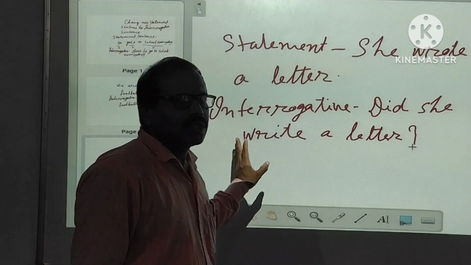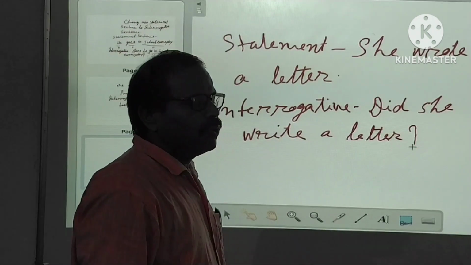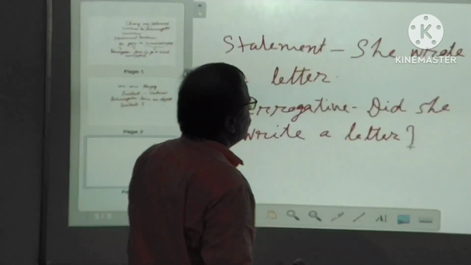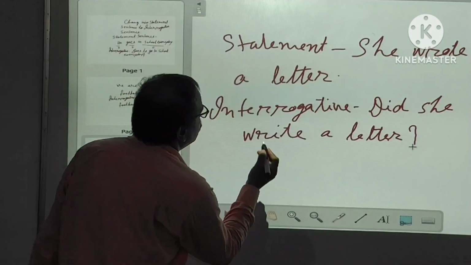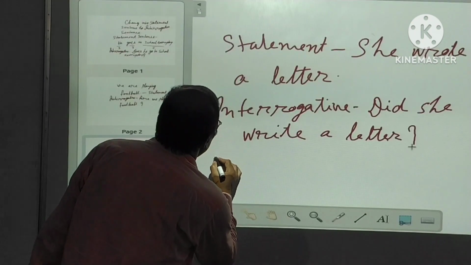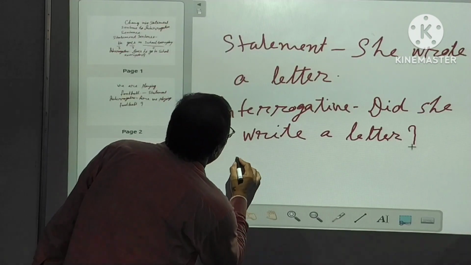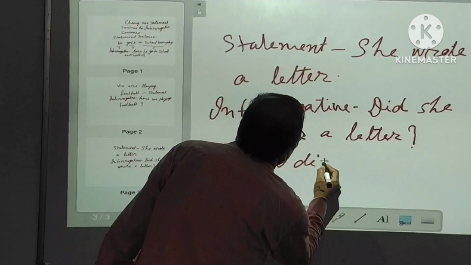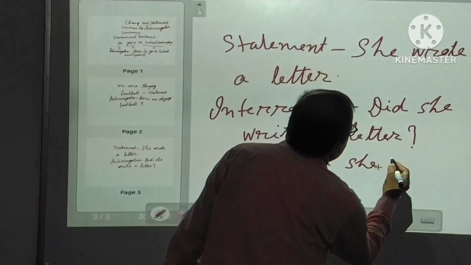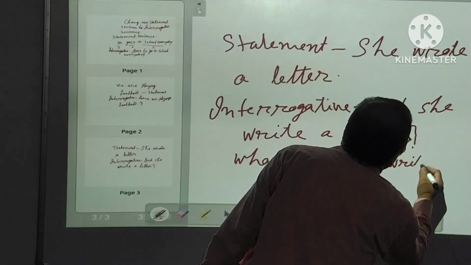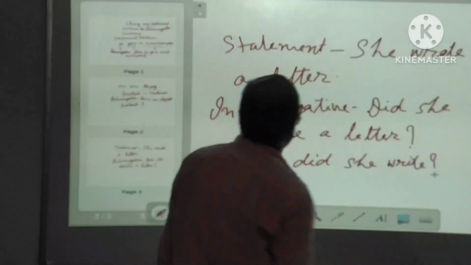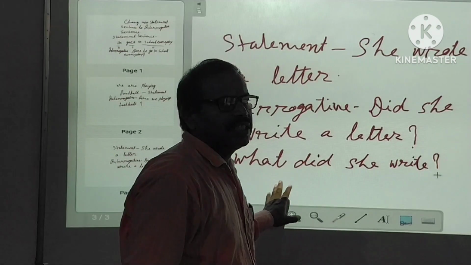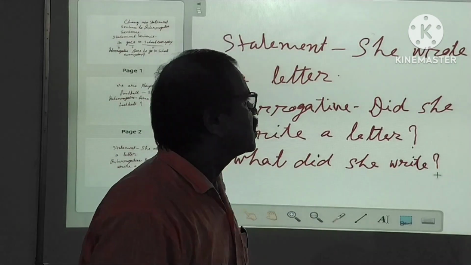Now, another example with the help of WH words. Here, she wrote a letter. We can say, what did she write? What did she write? We can change it with the help of WH words.